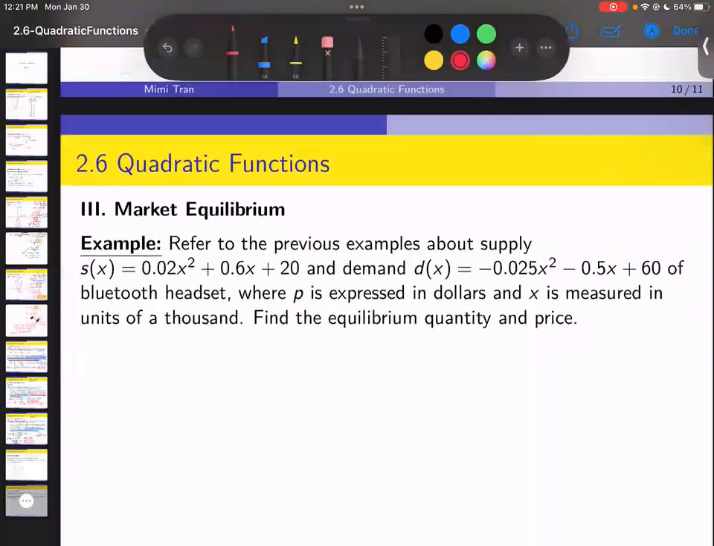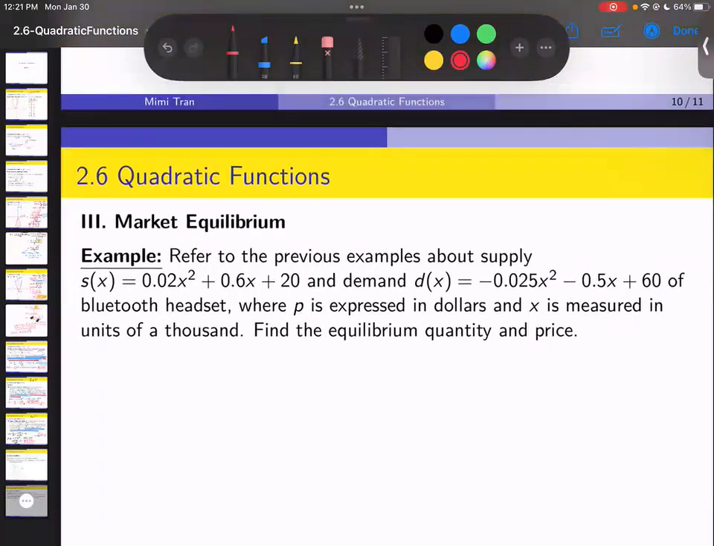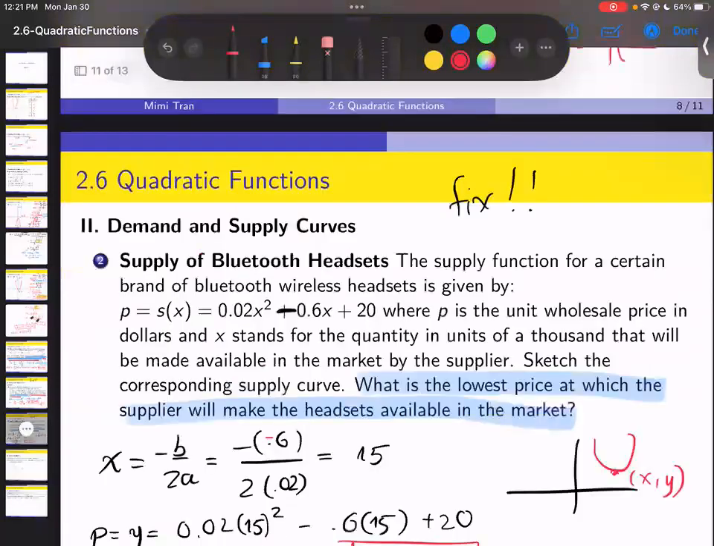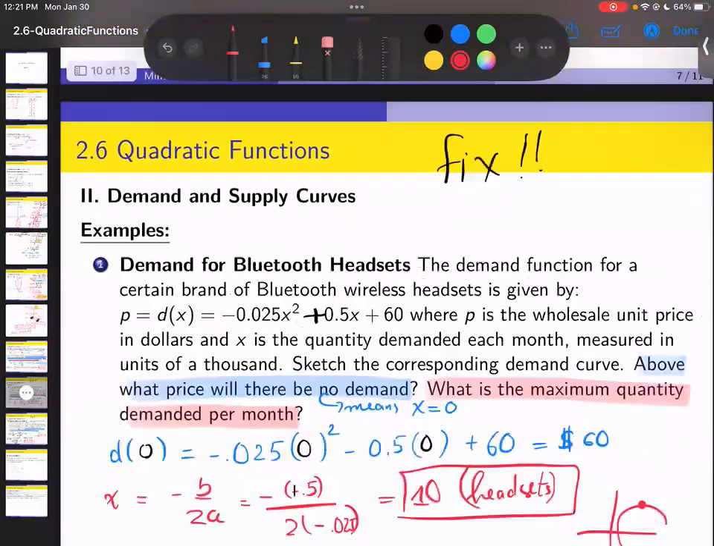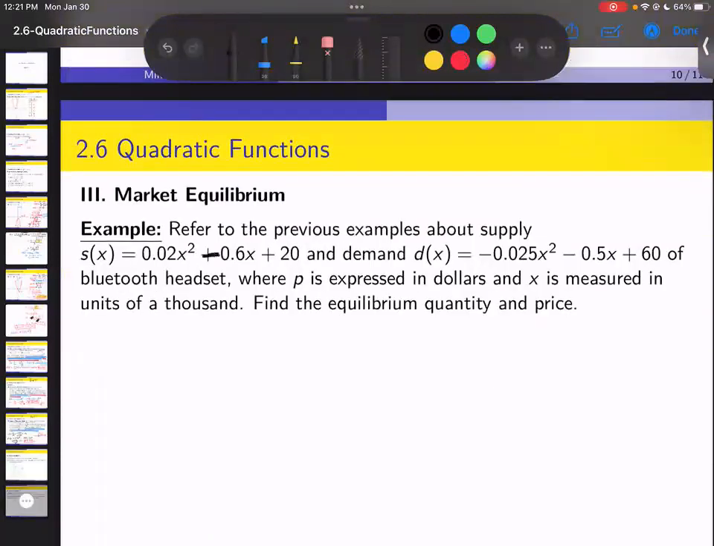So let's take a look at this problem. Refer to the previous example about supply. Let me fix the problem. Sorry. I have negative 0.6 and then I have positive 0.5. Okay. Where p is expressed in dollars and x is measured in units of thousands, find the equilibrium quantity and price.